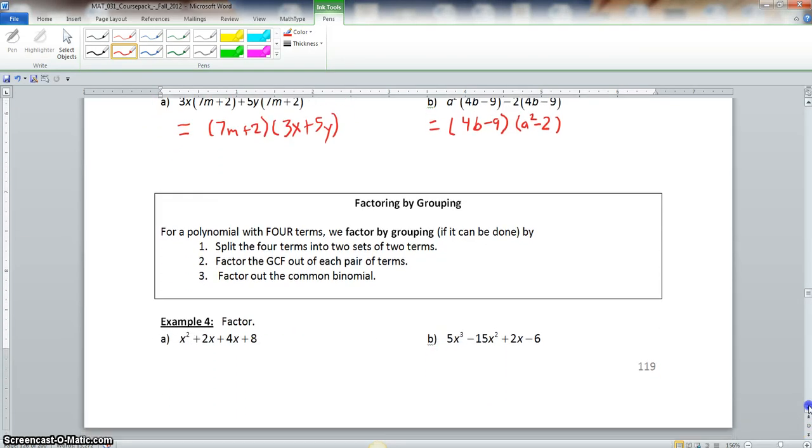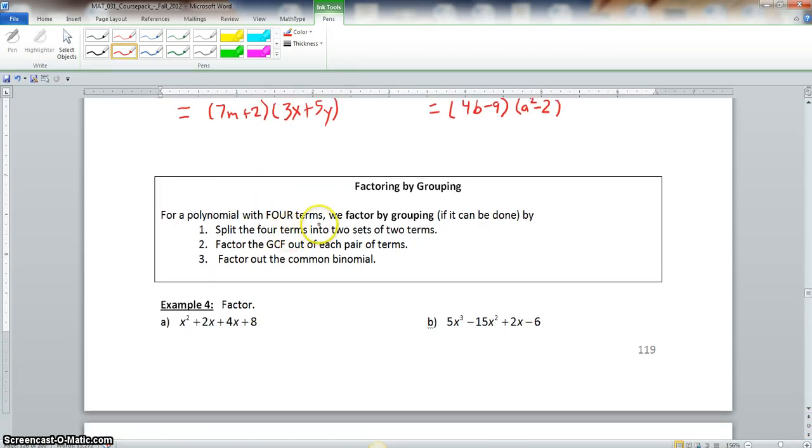We have factor by grouping. It says for a polynomial with 4 terms, we factor by grouping if it can be done by: split the 4 terms into 2 sets of 2 terms, factor the GCF out of each pair of terms, and factor out the common binomial, which we're going to practice here.